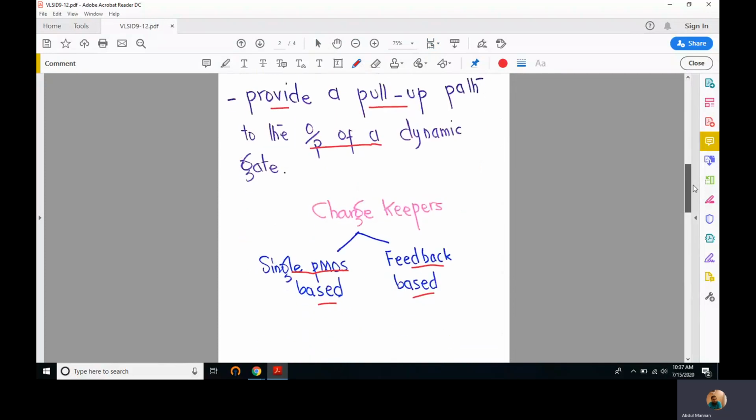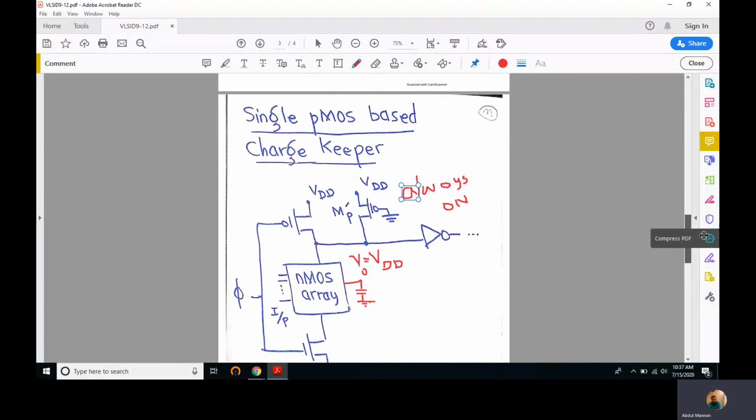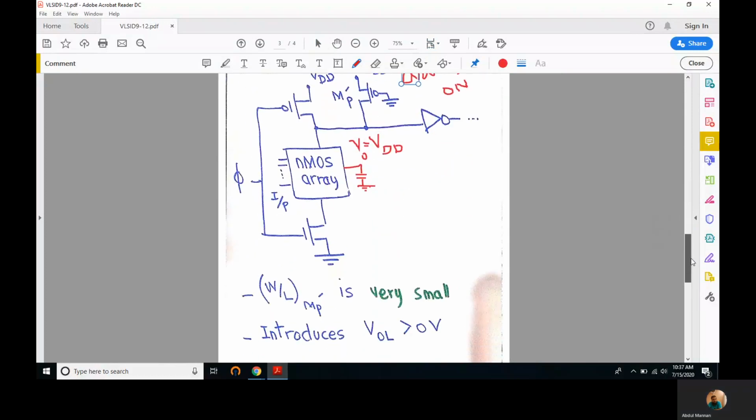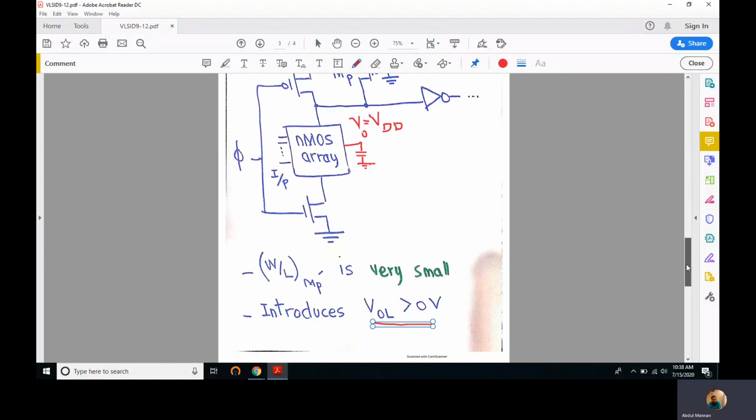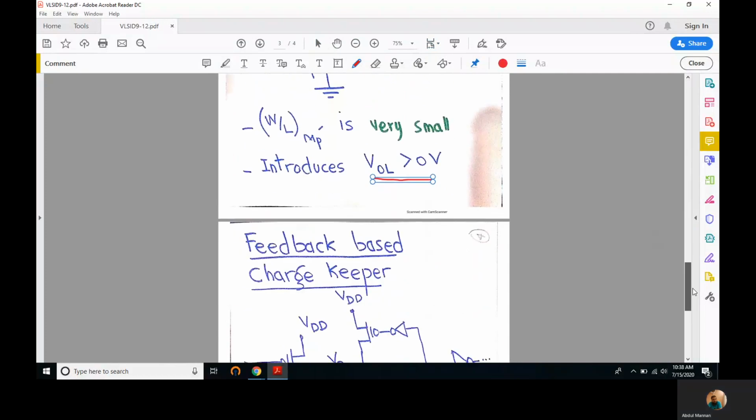But it has a disadvantage, and that is obvious. It's the same disadvantage that we had in the case of pseudo NMOS, where we had a PMOS that is always on. So the obvious disadvantage is a larger VOL, a VOL that is greater than 0 volts.